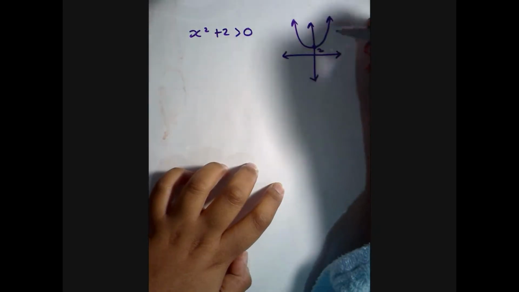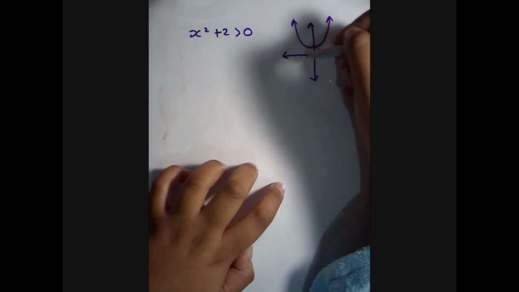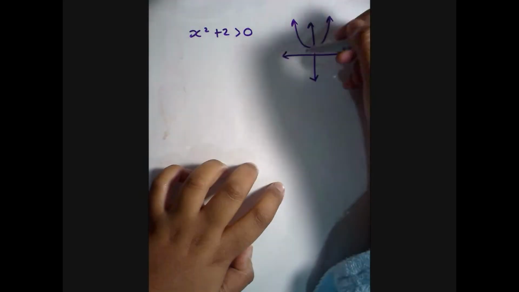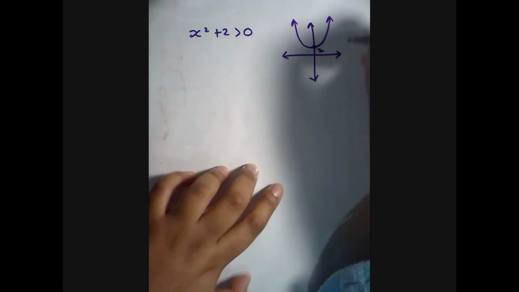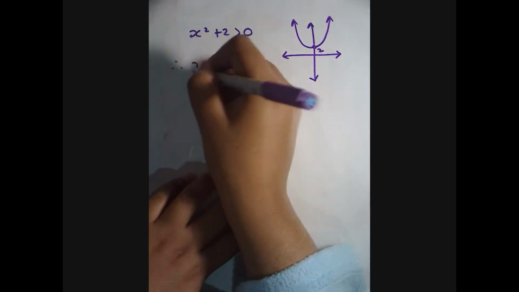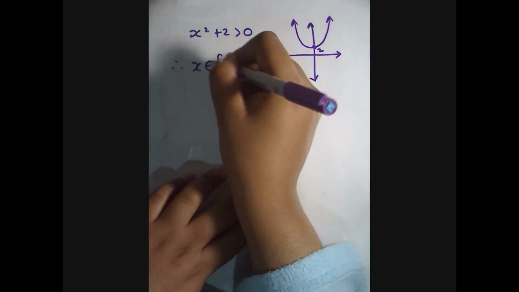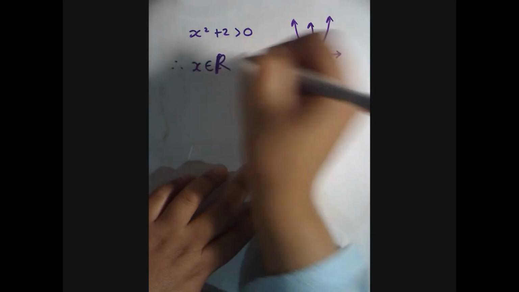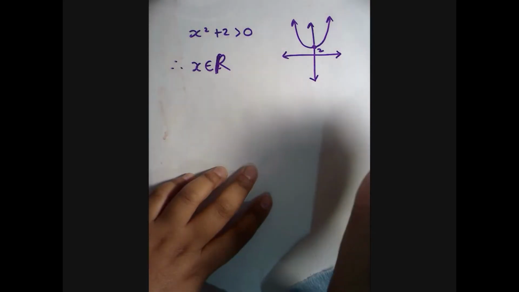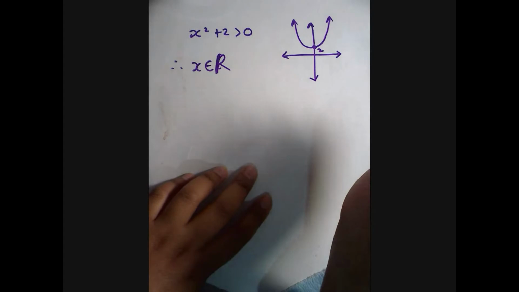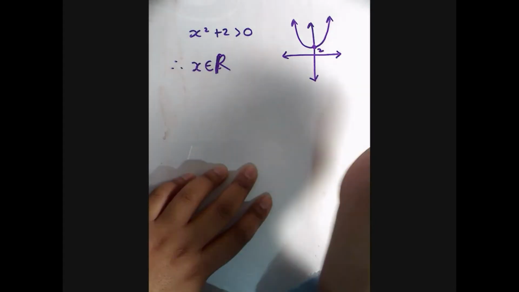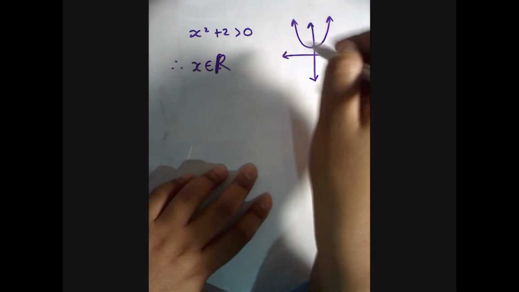Does it have any critical values? No, there are no x-intercepts. So therefore, my solution will be x is an element of real numbers. That's how it would have been. So that means it lies above the x-axis for all the real values of x. So it doesn't cut the x-axis.